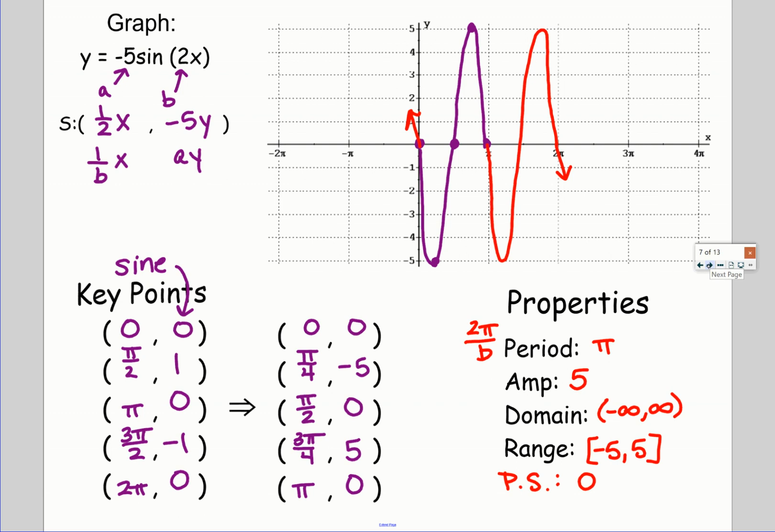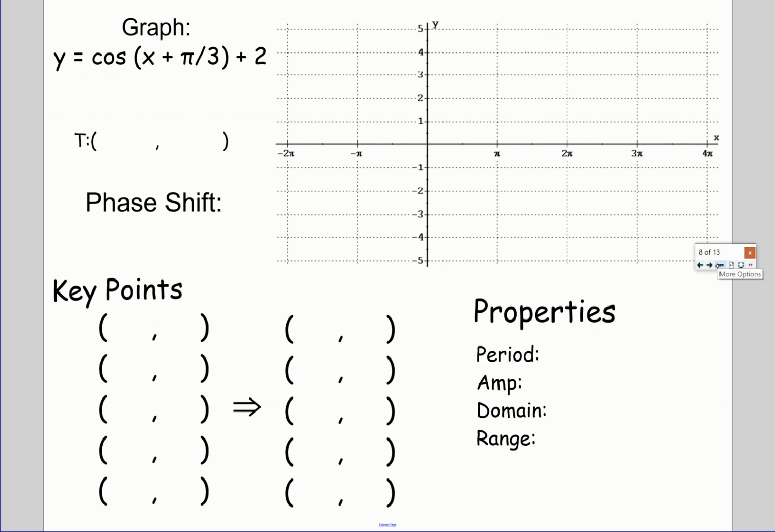All right, let's do one more quick one that has shifts, left, right, up, down, same sort of idea. Okay, so here I don't have an A, I don't have a B, but I have a C, and I have a D. Okay, so those are my left-right shift and my up-down shift, respectively. T stands for translation. The rules for the translations are x minus c, y plus d. The x minus c will move it left-right in the approximate way it needs to go, and then y plus d will move it up-down.